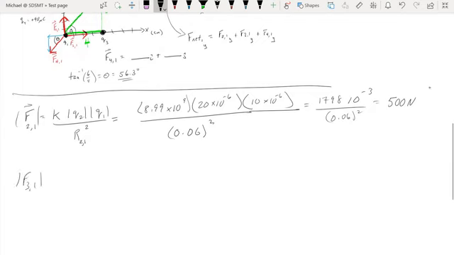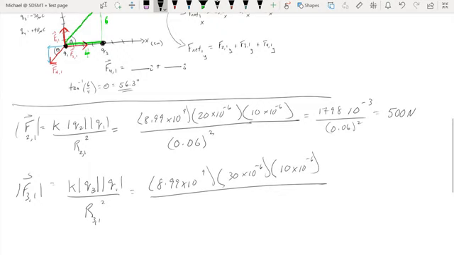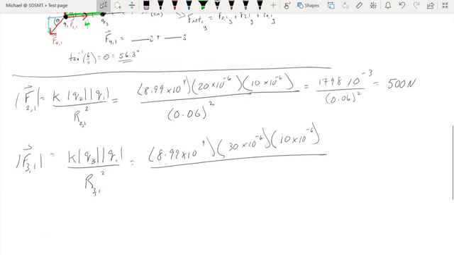For F31, k Q3 Q1 over r31 squared. We have our k value. Q3 was magnitude 30. Q1 was still magnitude 10. And the separation distance between charge 1 and charge 3 is 4 centimeters. So 0.04.